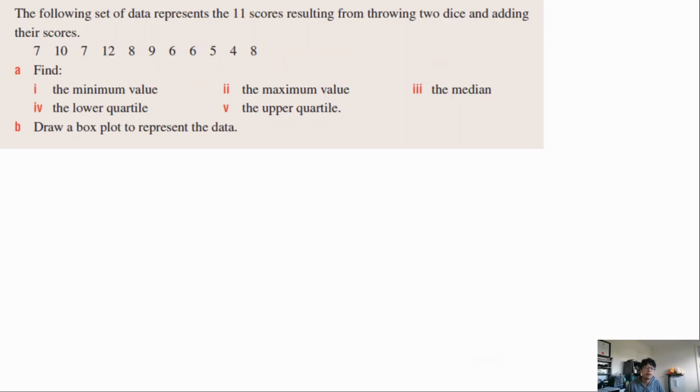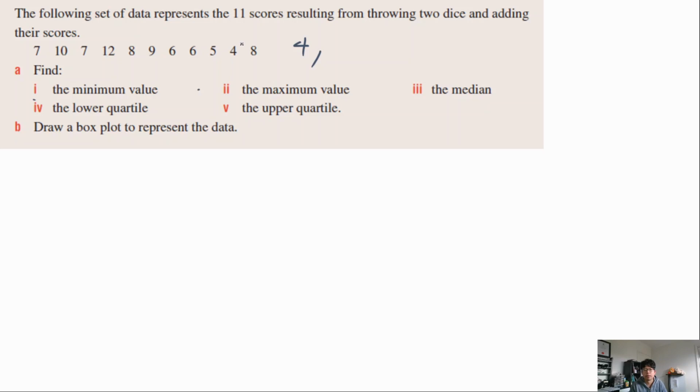Alright, now moving on to the next question. The following set of data represents the 11 scores resulting from throwing 2 dice and adding their scores. So this question is about drawing a box plot, and in order to draw a box plot we need all these points here: the minimum, maximum, median, lower quartile and upper quartile. When we're given a set of data like this to draw a box plot, the first thing we need to do is order the data in ascending order, or from lowest to highest. So let's have a go at that first.